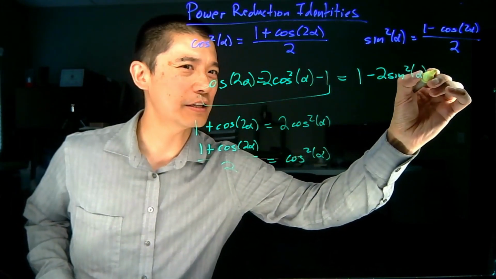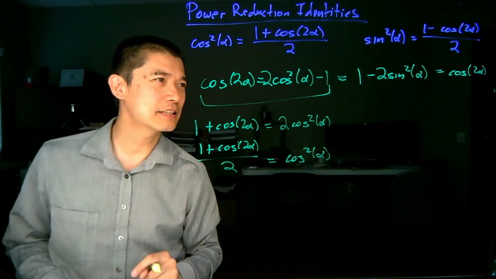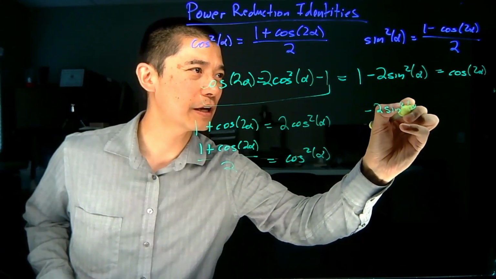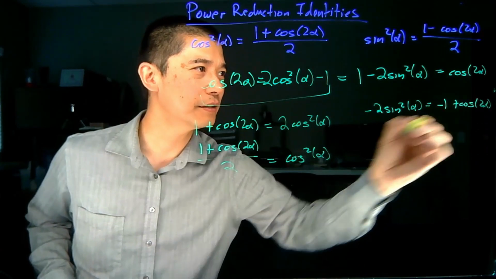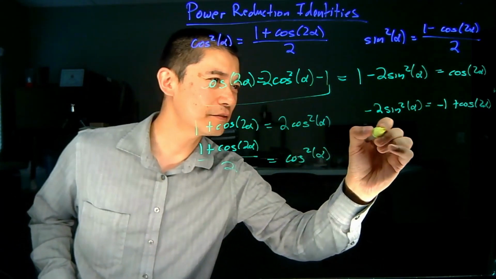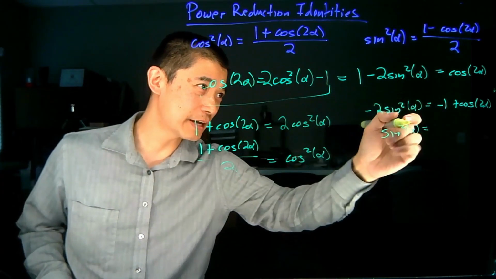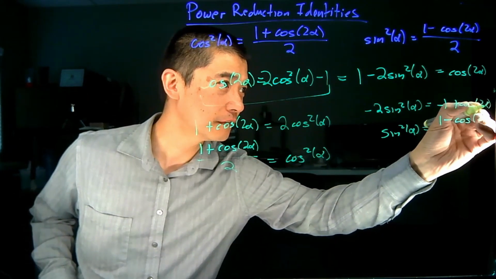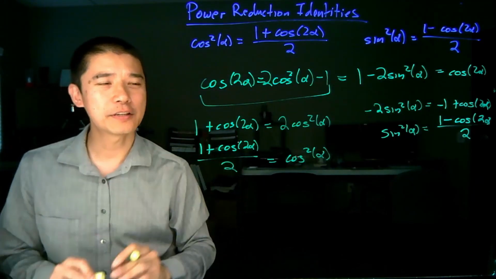And pretty much the exact same thing happens on the other side. So if this is set equal to cosine 2 alpha, and we try to isolate the sine squared, we're going to subtract 1 from both sides. So negative 2 sine squared alpha is equal to negative 1 plus cosine 2 alpha. We're going to divide by negative 2 to get sine squared alpha is equal to, let's see, we'll distribute the negative sign, so it turns into 1 minus cosine 2 alpha all over 2. And so this is the derivation of the power reduction identities.